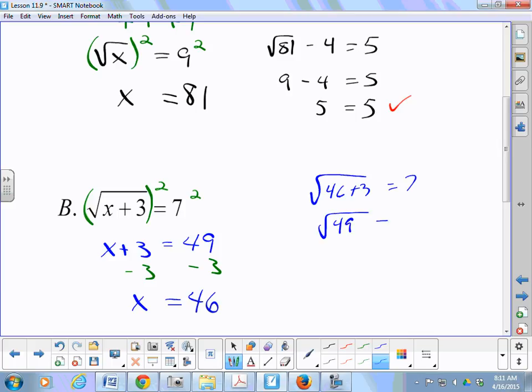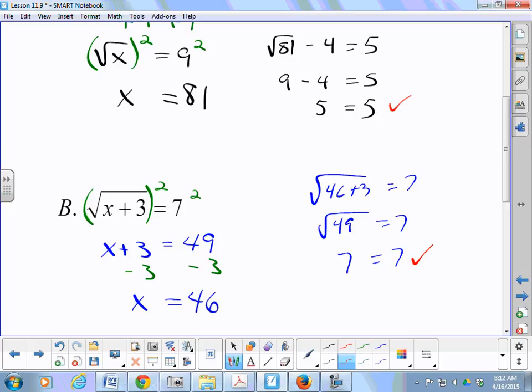So I check it. Make sure you get the right answer. What if instead of positive 7 there, it said negative 7? So if I put a negative 7 here, when I square negative 7, what do I get? Okay, we get 49 still. If I subtract 3, then I get 46 still. So I put it in here.